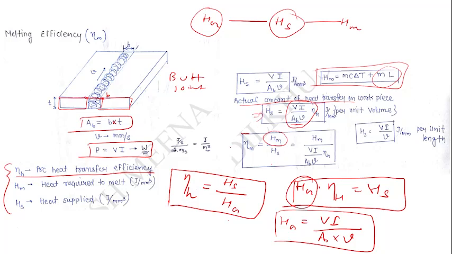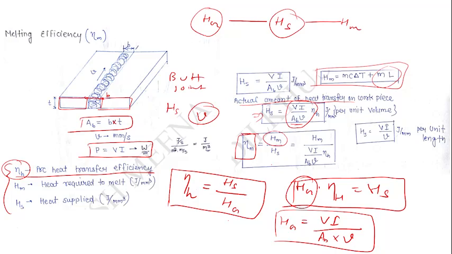So in the questions, what kind of question will they ask? They will give you melting efficiency and heat transfer efficiency, and they will give you a few more terms, and they will mostly ask you heat supplied or heat melted, or they will ask you the feed rate or velocity, welding power. So you should know what is happening here.